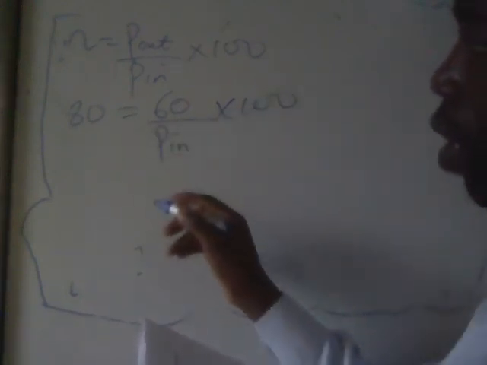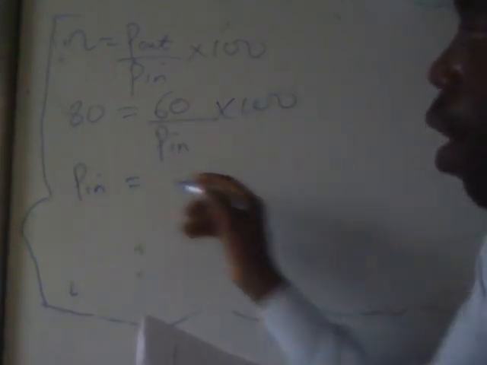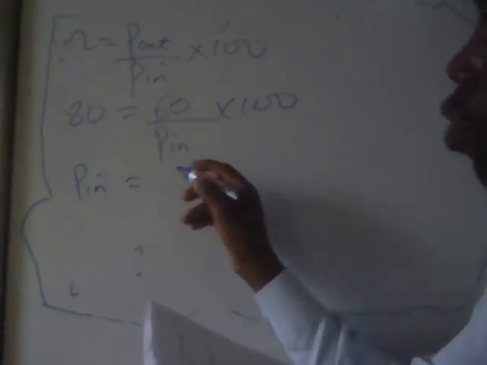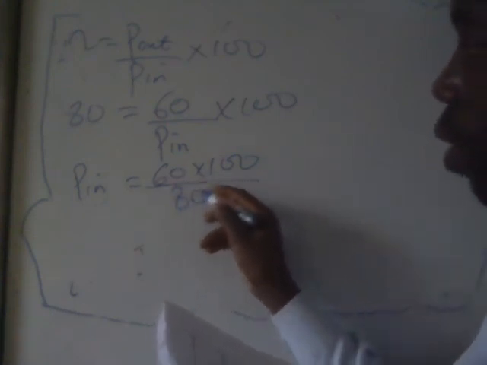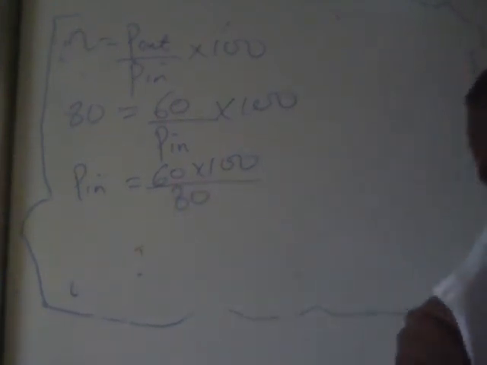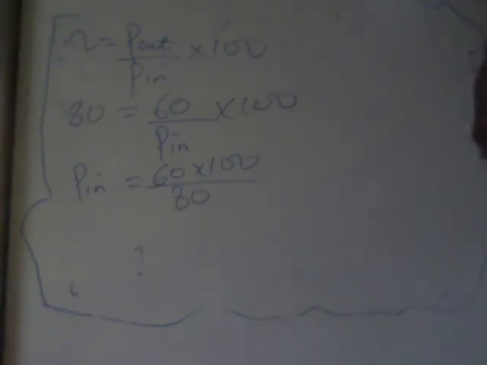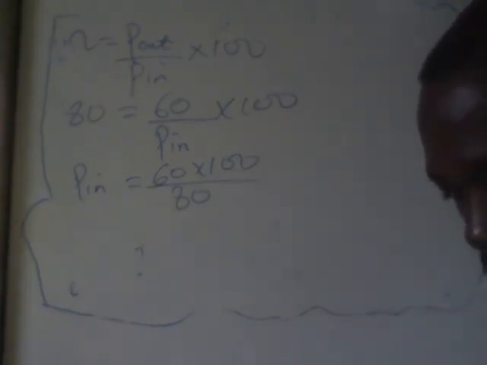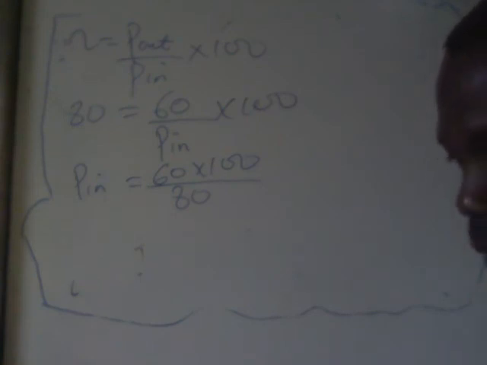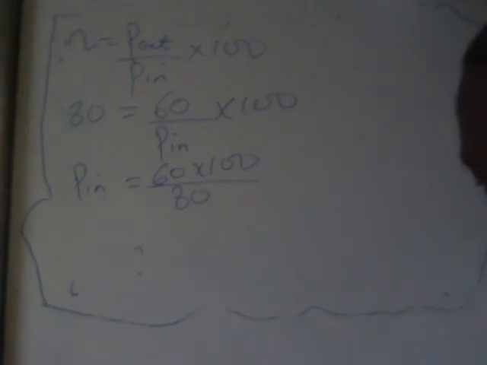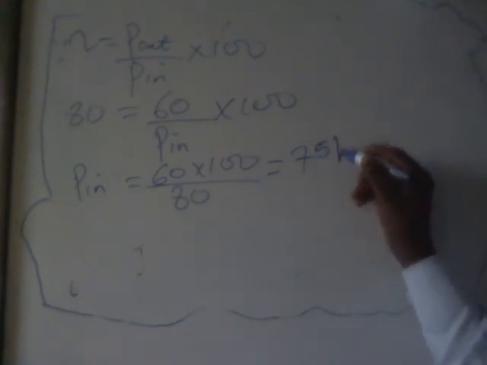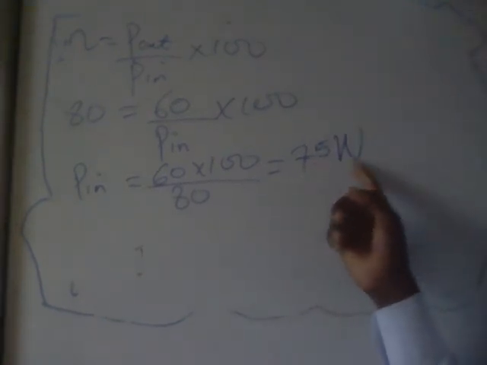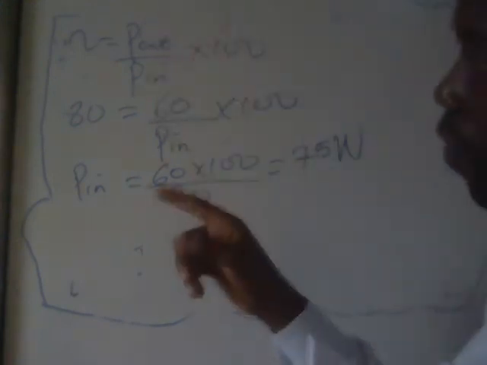So when you make power input the subject, you get 60 times 100 all over 80. That is 60 times 100, divided by 80. That's 75 watts. So the power input is 75 watts. They put in 75 watts of power and it performs work of 60 watts.